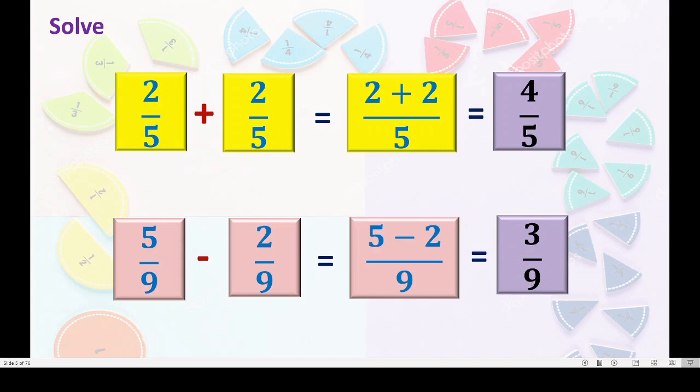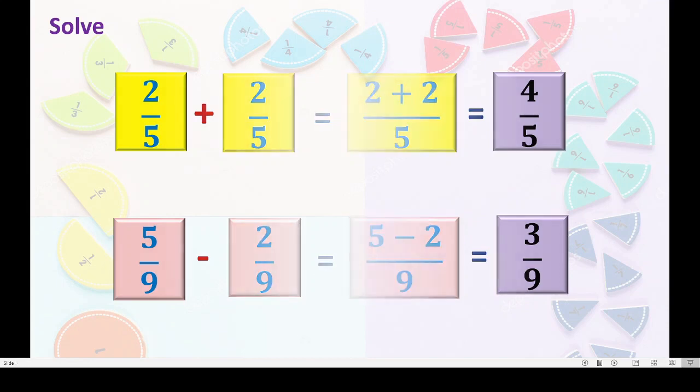Got this? Here also the denominator is same. Remember. Okay? When the denominator remains same, we can carry out the addition and subtraction as usual.